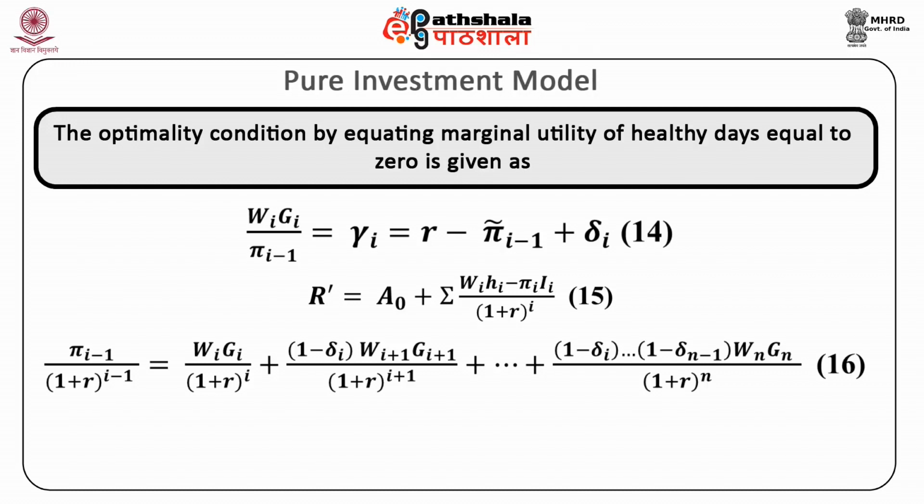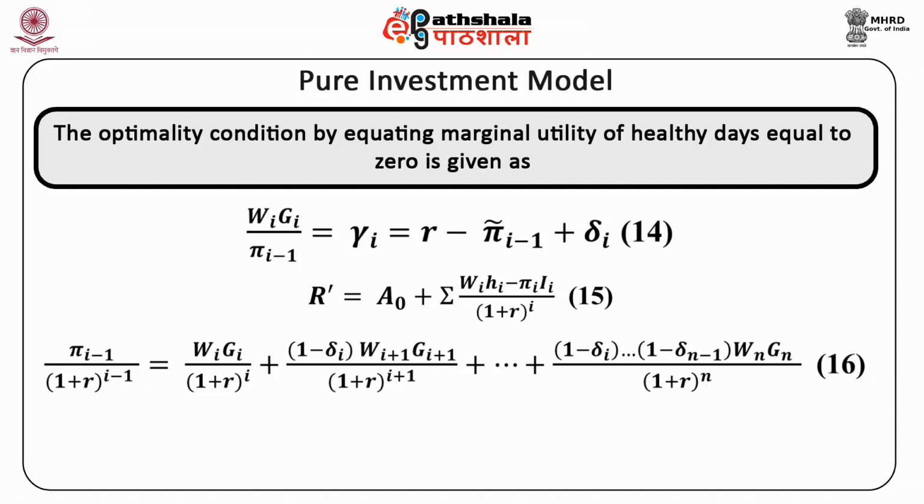pi i minus 1 upon 1 plus R raised to the power i minus 1 is equal to Wi into Gi upon 1 plus R raised to the power i, plus 1 minus delta i into Wi plus 1 into Gi plus 1 upon 1 plus R raised to the power i plus 1, plus till plus 1 minus delta i till 1 minus delta n minus 1 into Wn into Gn upon 1 plus R raised to the power n.